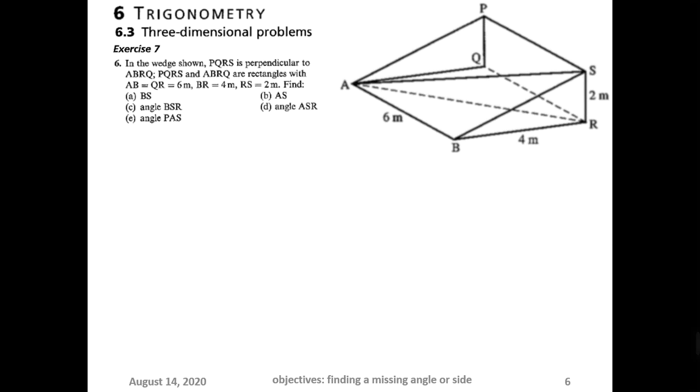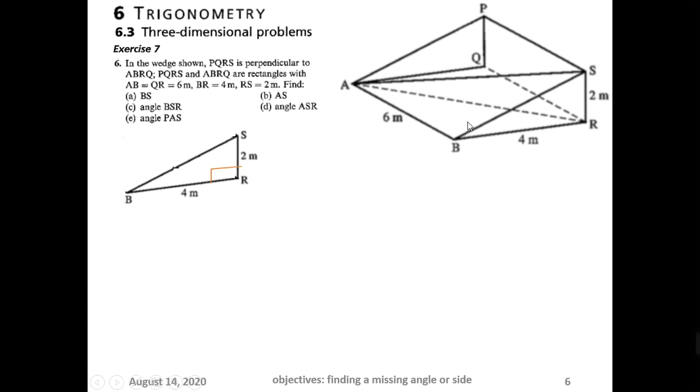Let's go to the third part of the question. Now we're going to find missing angles. The first angle is BSR. So we must take this triangle BSR, which is the right angled triangle, and draw a sketch for it like that. SR is given to us in the question as 2. BR is given to us in the question as 4.